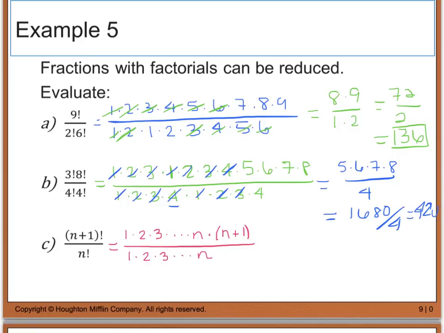So then what's going to happen, my 1's are going to cancel, my 2's are going to cancel, 3's are going to cancel, all these terms in between 3 and n, my n's are going to cancel, and I'm going to be left with n plus 1. And that's my final answer for part C.